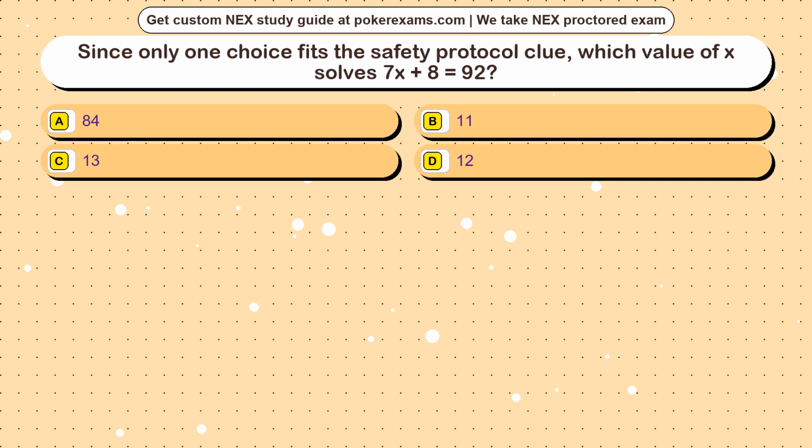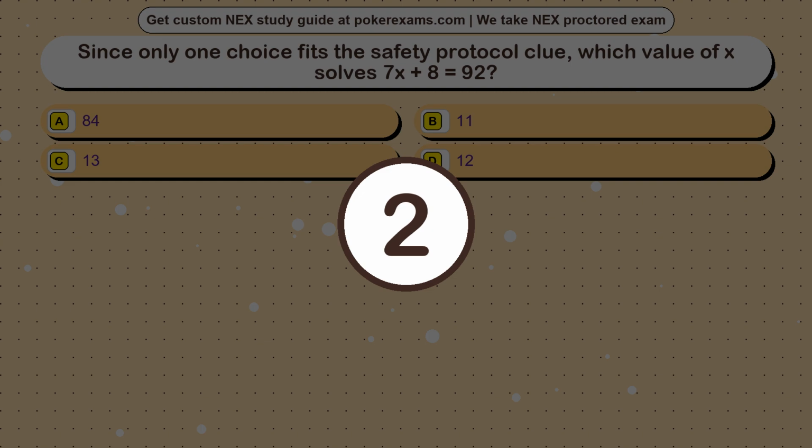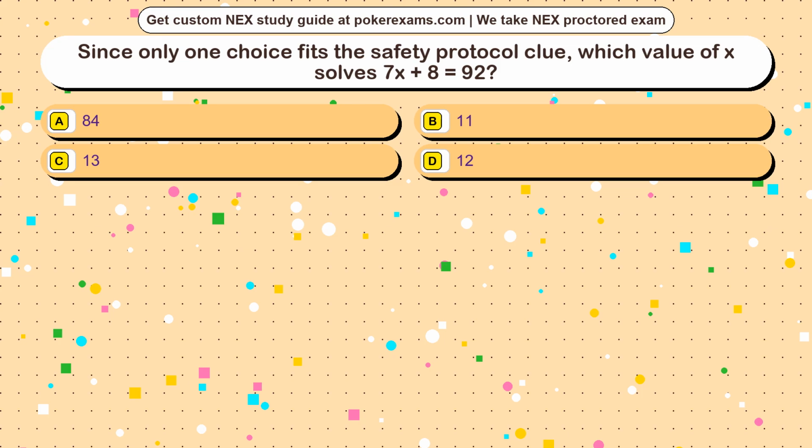Question 21. Since only one choice fits the safety protocol clue, which value of x solves 7x + 8 = 92? Option A, 4. Option B, 11. Option C, 13. Option D, 12. The correct answer is option.